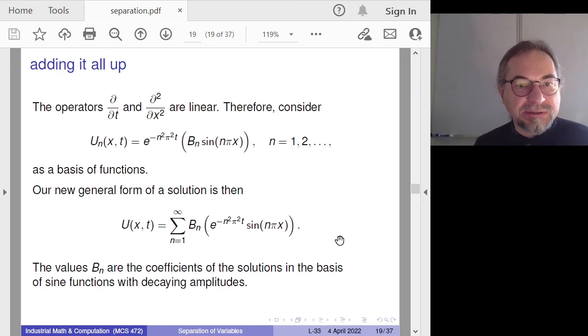In a way, this starts to get quite complicated, but remember, we have not yet used the initial profile. So in a way, this new general form of the solution will prove to be quite flexible to accommodate any given initial profile of the heat distribution. So this model still allows for a lot of flexibility.